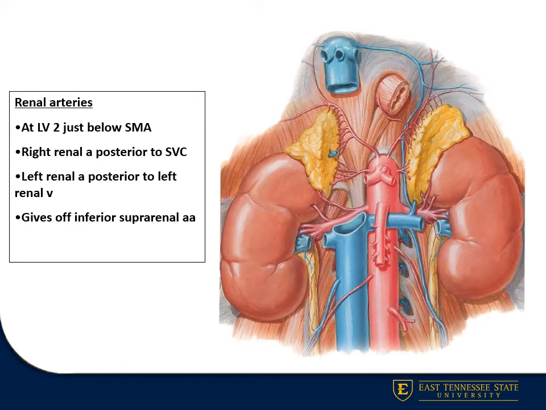Now, two very important arteries coming off, which are located at the LV2 level, are the renal arteries. So you'll be able to see those coming off laterally from the aorta and coursing into the renal hilum. The right renal artery is posterior to the inferior vena cava, and the left renal artery courses posterior to the left renal vein. And also keep in mind, as you heard earlier, that the inferior adrenal arteries are originating from the renal arteries to supply the adrenal glands.